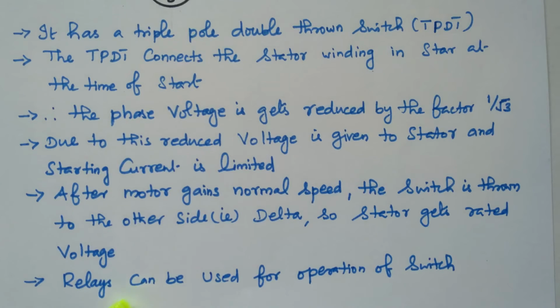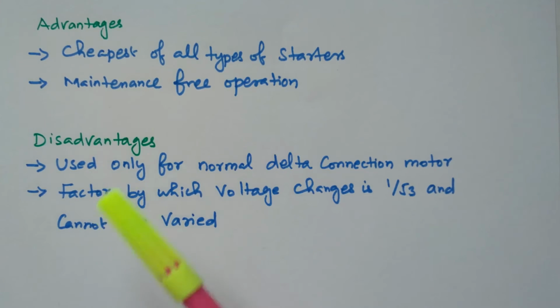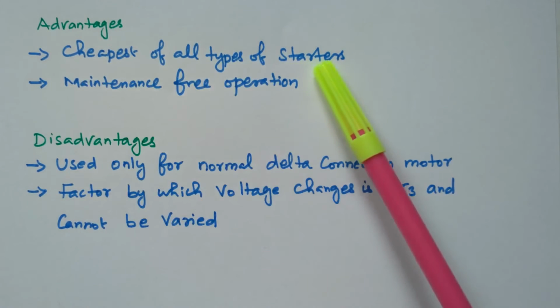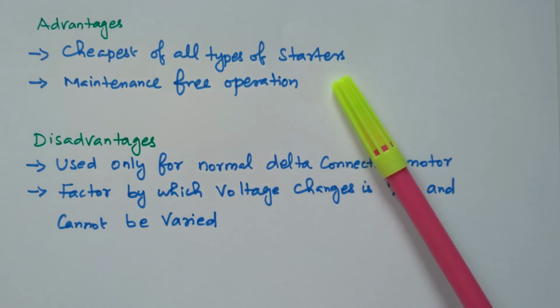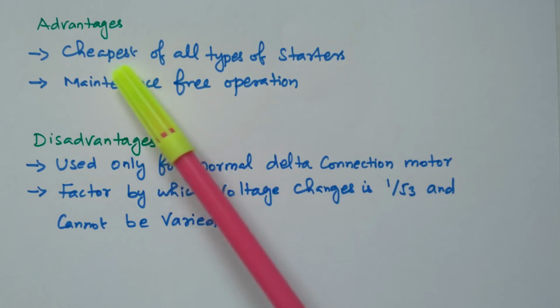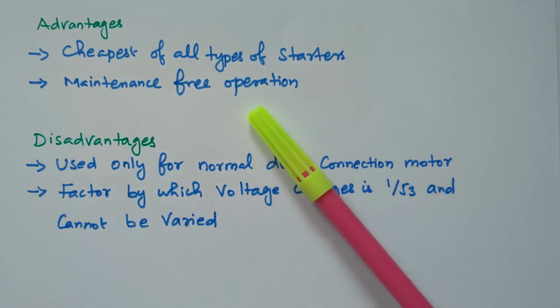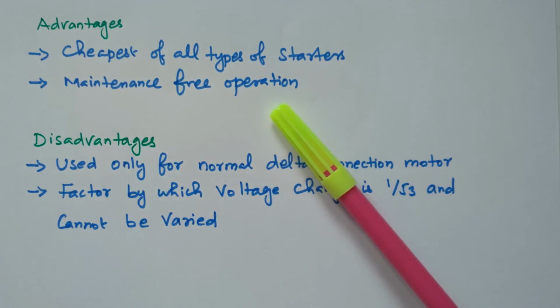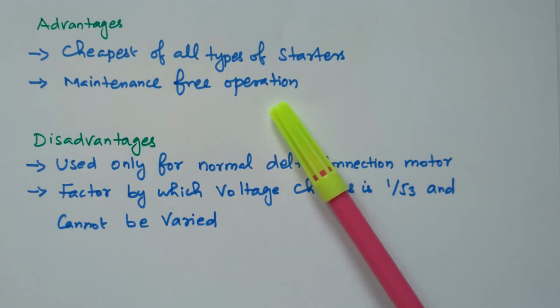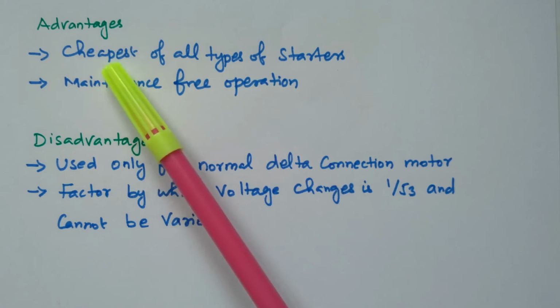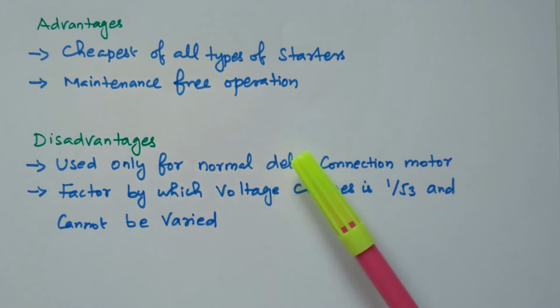Now we'll see the advantages and disadvantages of this method. The advantage is that it is the cheapest of all types of starter. We have only one switch. We are connecting in star connection, thereafter delta connection. No additional equipment is needed, so it is the cheapest method. Maintenance free operation: there are no other parameters or equipment available, only the changeover switch. So it is cheapest as well as maintenance free in operation.